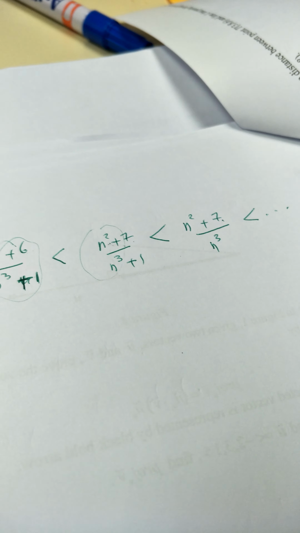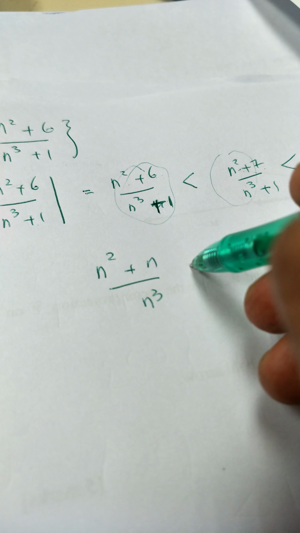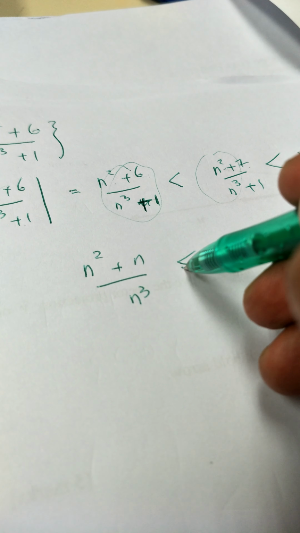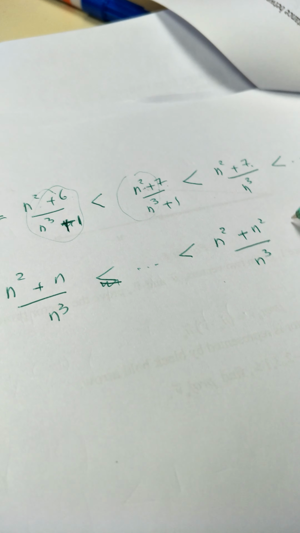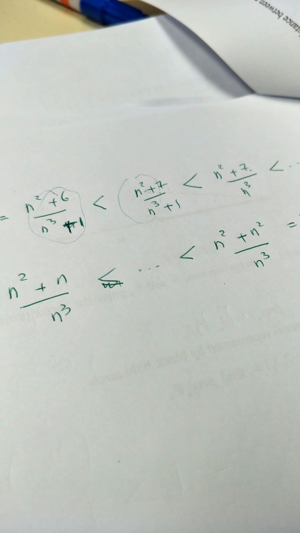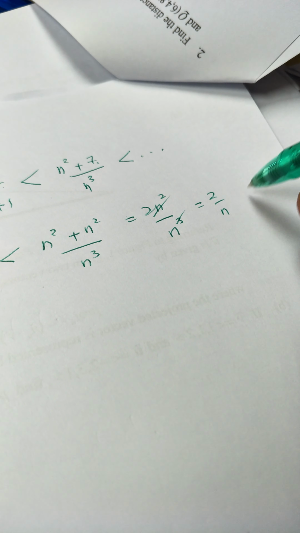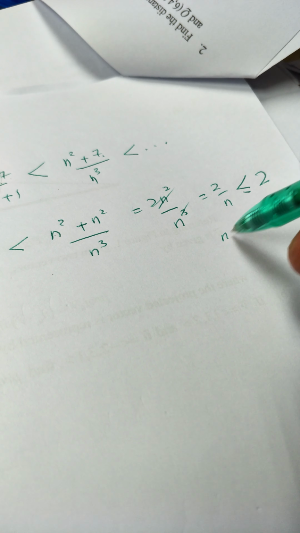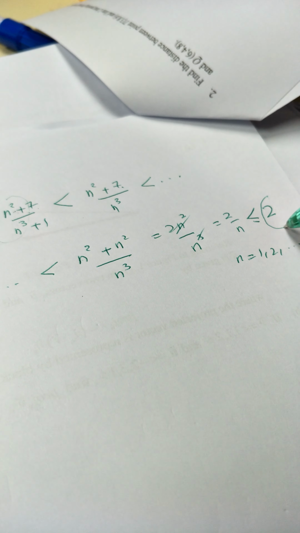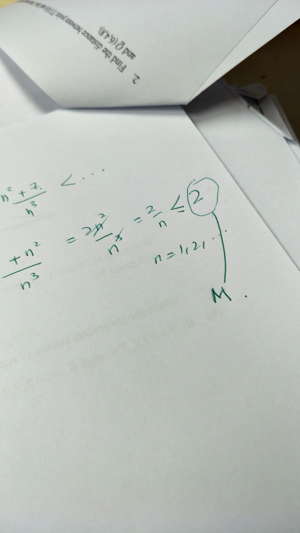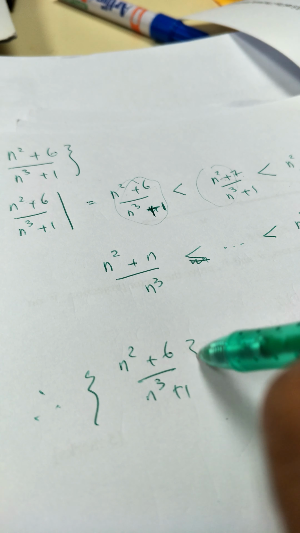I can increase this. Okay, I can have up to n squared plus n over n cubed and so on. Up to, I can have n squared plus n squared over n cubed, and this is 2n squared over n cubed. You cancel out those, so you have 2 over n. This is definitely less than or equal to 2 for n equal to 1, 2 and so on. So in this case, our M bound for the sequence is 2. So therefore that sequence n squared plus 6 over n cubed plus 1 is bounded.